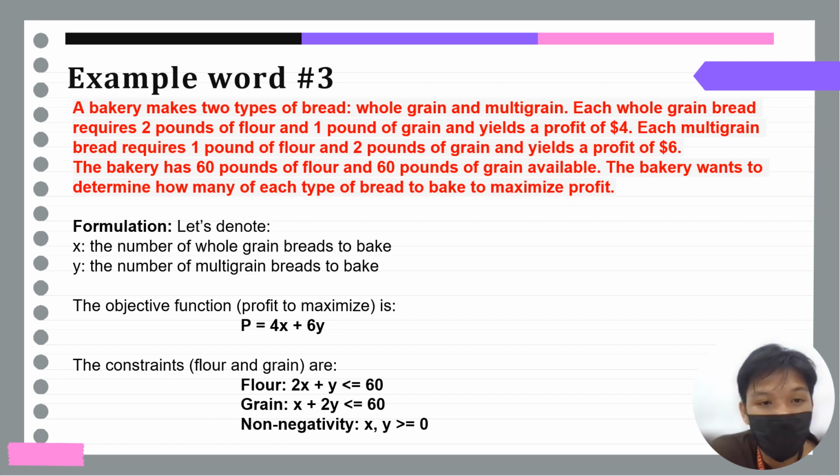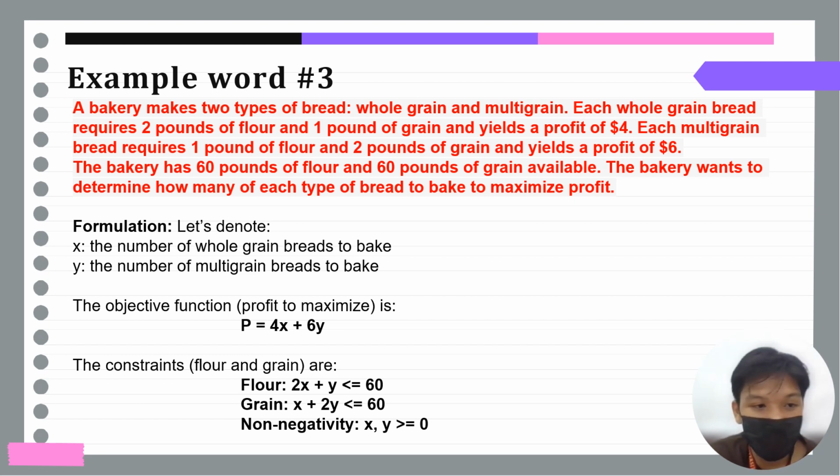In example number 3, a bakery makes two types of bread, whole grain and multigrain. Each whole grain bread requires 2 pounds of flour and 1 pound of grain and yields a profit of $4. Each multigrain bread requires 1 pound of flour and 2 pounds of grain and yields a profit of $6. The bakery has 60 pounds of flour and 60 pounds of grain available. The bakery wants to determine how many of each type of bread to bake to maximize profit.